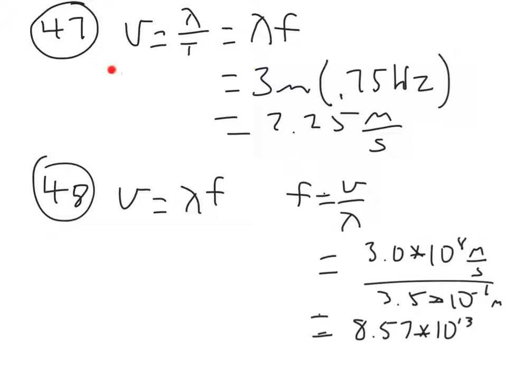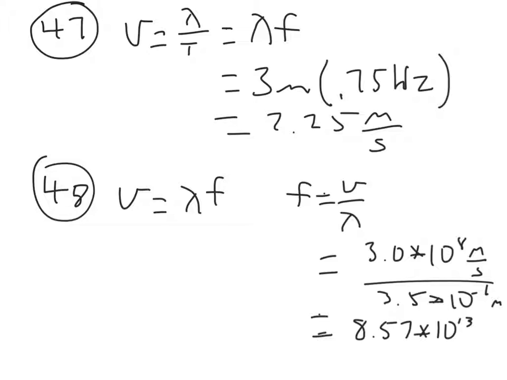Velocity of the wave is equal to wavelength over time, or since the time period is really just 1 over f, velocity is equal to wavelength times frequency. We'll use this one. So we have 3 meters as the wavelength, 0.75 hertz as the frequency, and you have an answer of 2.25 meters per second.